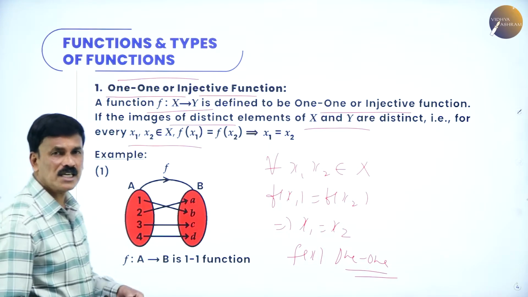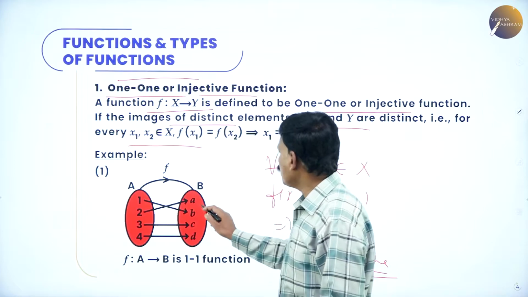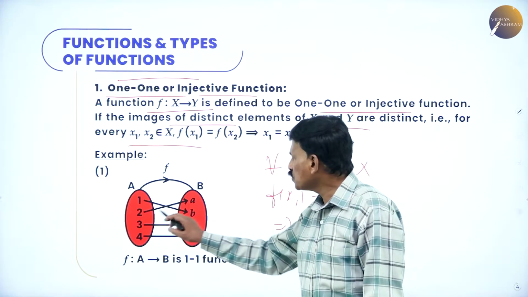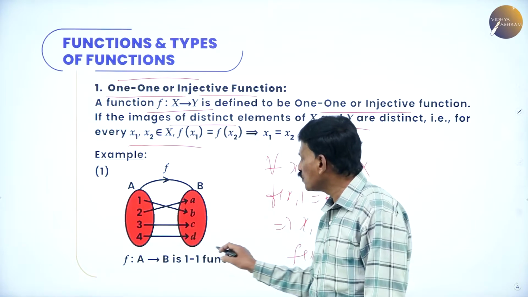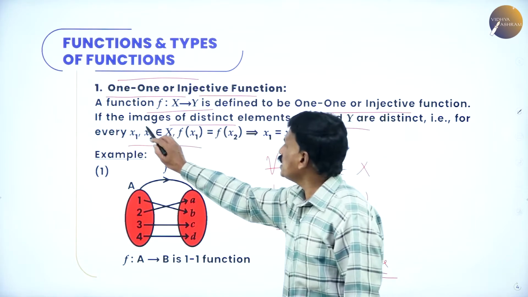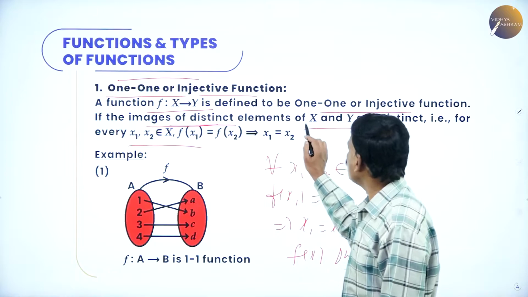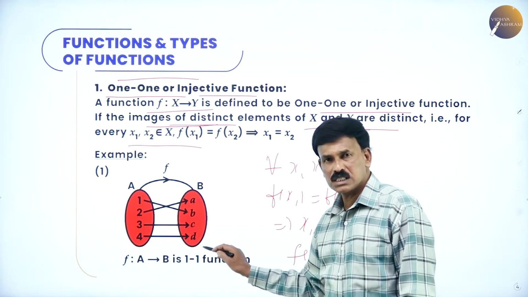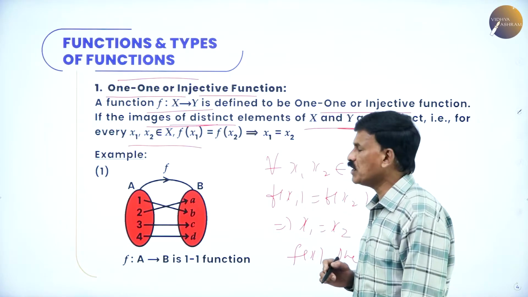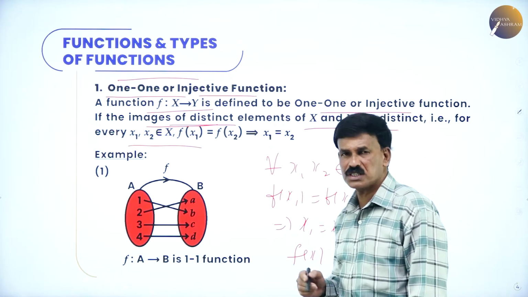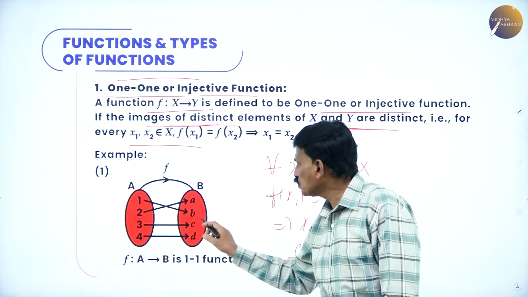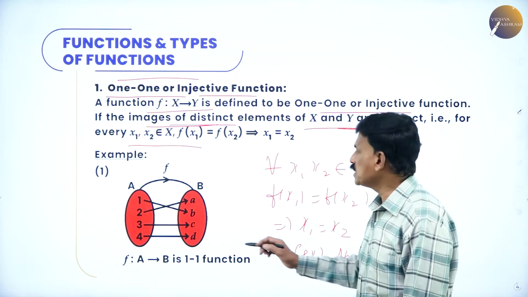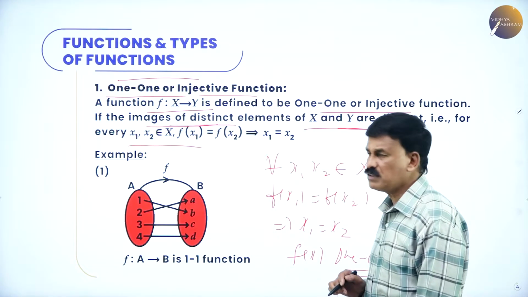Now, let us consider an example. The set A contains 1, 2, 3, 4 and set B contains A, B, C, D. Let us map 1 to B, 2 to A, 3 to C and 4 to D. That means here the images of distinct elements are distinct, so this is called a one-one function. Distinct elements will have distinct images. So, 1 to B, 2 to A, 3 to C and 4 to D. This is an example for a one-one function.